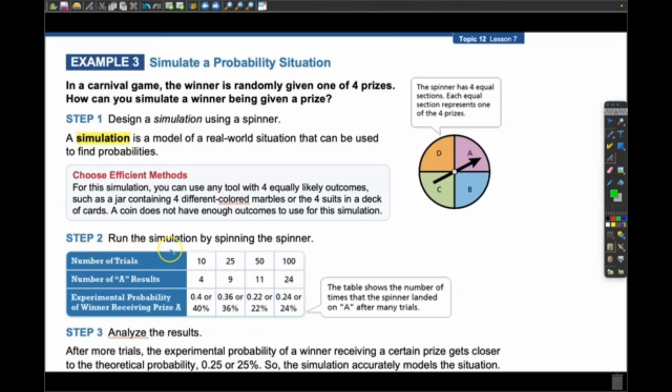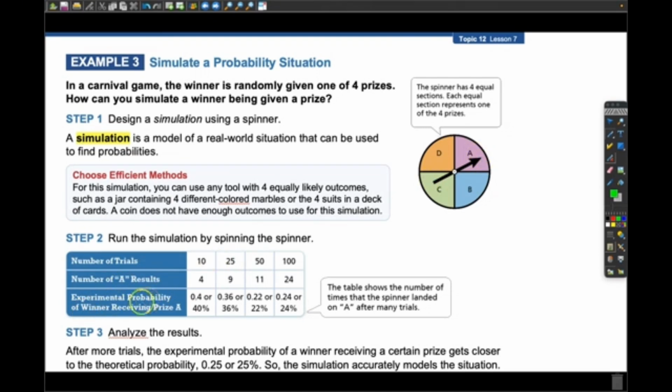Step 2, run the simulation by spinning the spinner. That is you just flicking the spinner and keep going, okay? So you run the simulation. You do your number of trials. You do 10. Then eventually you get to 25. Then eventually 50. Then eventually 100, okay? So we're looking for the number of A results every time you spin it and it lands on A.